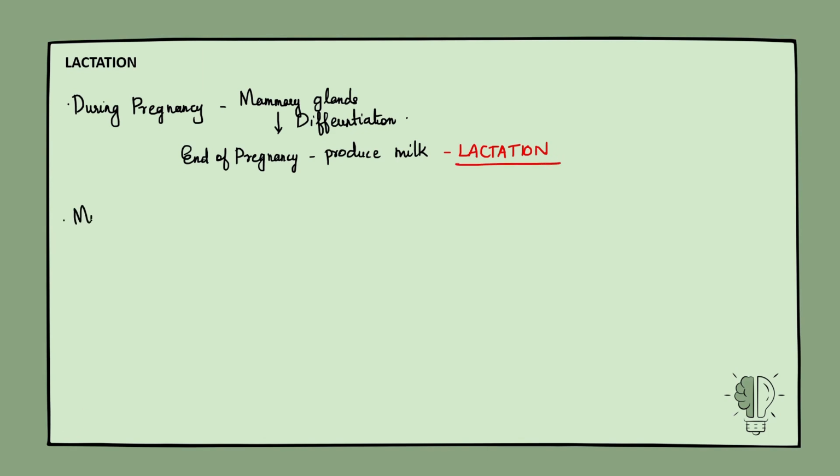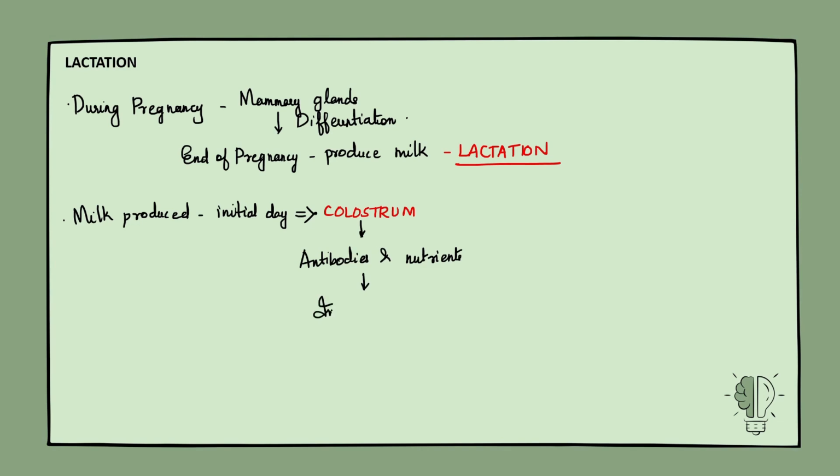All right. Now, the milk produced in the initial days is called the colostrum. The colostrum contains several antibodies and nutrients which helps to build the immunity of the newborn baby.